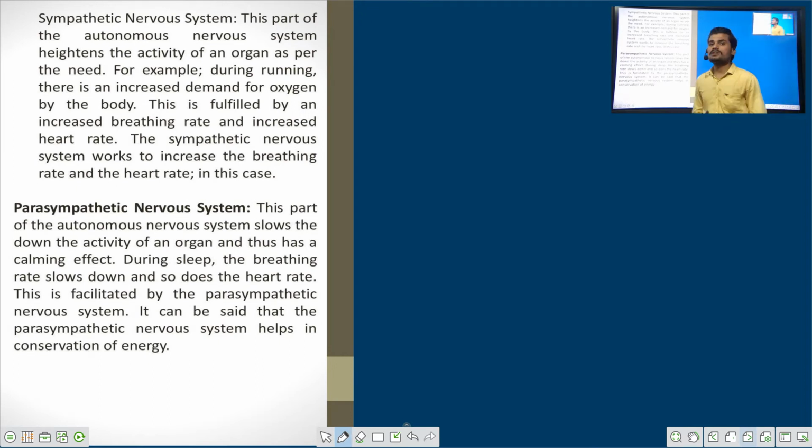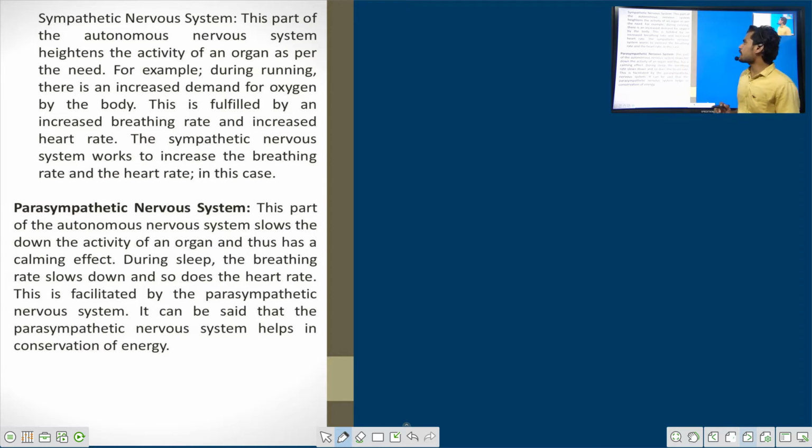So, the autonomous nervous system consists of two parts, namely the sympathetic nervous system and the parasympathetic nervous system. To differentiate these two systems in a simpler manner, the sympathetic nervous system is active in nature, whereas the parasympathetic nervous system is inactive, not exactly inactive, it reduces the activity. In a simpler way, active and reducing. So let's see the definition here. This part of the autonomous nervous system heightens the activity of an organ as per the needs. So it activates the activity of the organs.